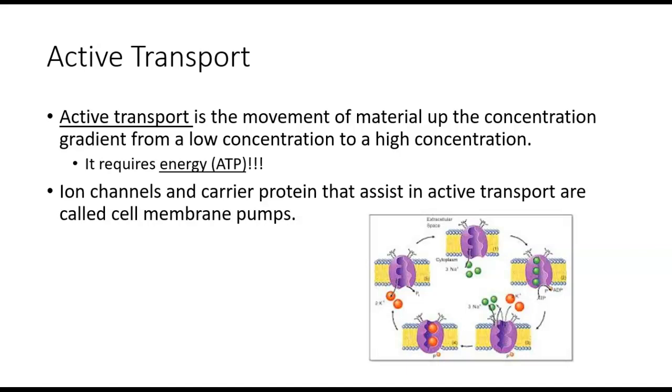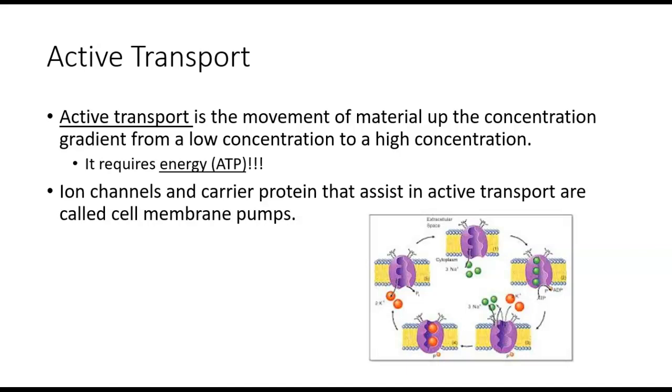Next, we have active transport. So active transport is one we've mentioned before, but we haven't dove into. All the other examples we previously talked about are passive transport. Now we're looking at active transport, and that is the movement of material up the concentration gradient. So if you recall, that is the movement of those molecules from a low concentration to a high concentration. So basically paddling up the river.